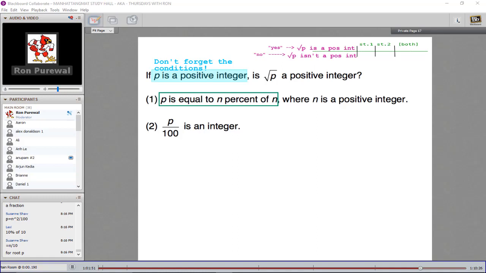So let's do that. P is equal to n%. n% is n over 100. You can also use 0.n if you like decimals better, but fractions are usually a better way to do it at first. So P equals n over 100 times n.